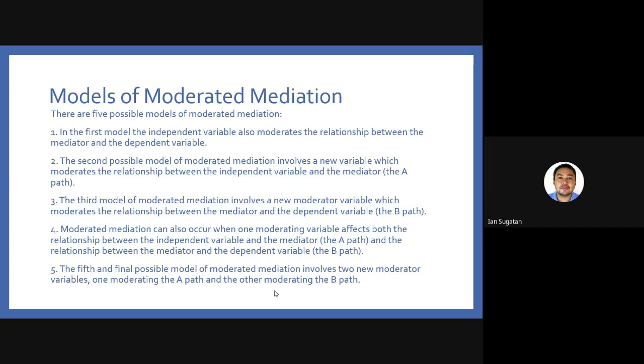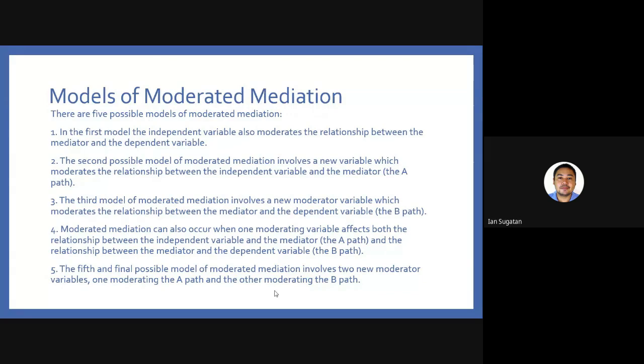So there are models of moderated mediation. These are the 5 possible models of moderated mediation in which a moderator significantly affects the variables. In the first model, the independent variable also moderates the relationship between the mediator and the dependent variable.